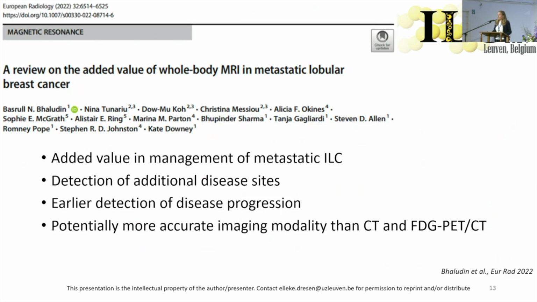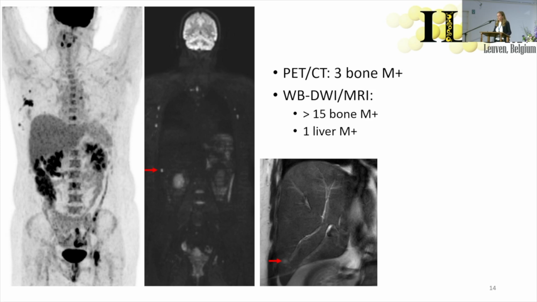Another review on the added value of the whole body MRI in metastatic lobular breast cancer, specifically looking at this patient population, concluded that there really was an added value in the management of metastatic lobular breast cancer, mainly by the detection of additional disease sites and earlier detection of disease progression, which might lead to a change in management, and it might potentially be more accurate than CT or FDG PET-CT.